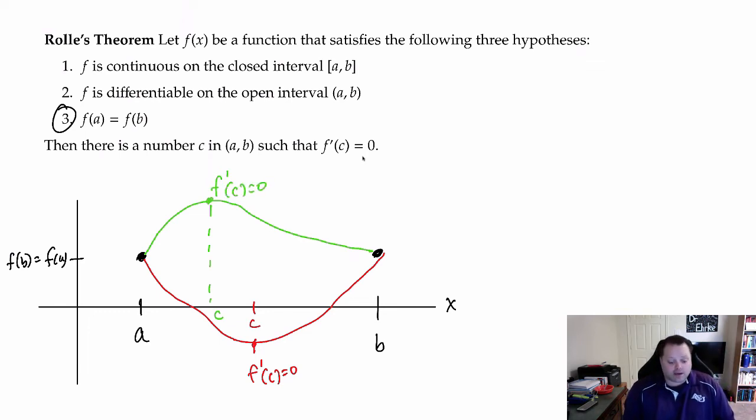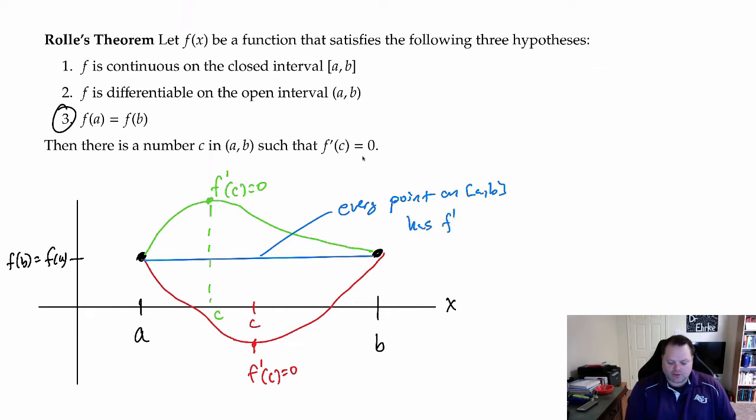Well, you say, well, I'm not going to go up or down. I'm just going to go straight across. Well, if you just go straight across, that's the easiest case of all, because if you just go straight across, then every point on the interval, every point on AB has derivative equal to 0. So in every case, there is some number on the interval where the derivative is 0.